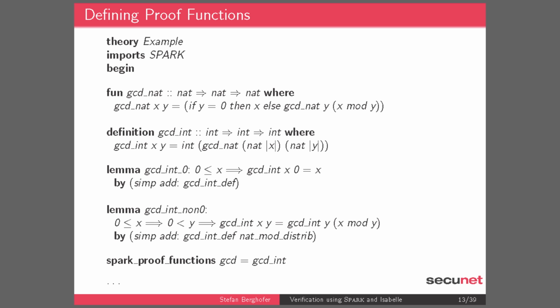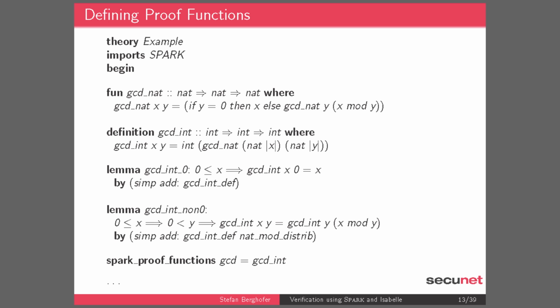And now we define what the GCD is. We first define the GCD on natural numbers. In Isabelle, there's not just integers, but there's natural numbers as well, whereas in the FDL language, everything is integers. So we first define it on natural numbers. This is done by recursion. That's why we use the fun command.